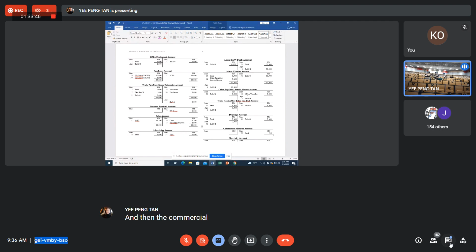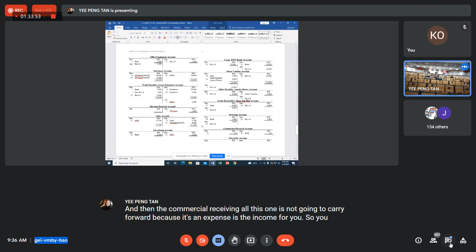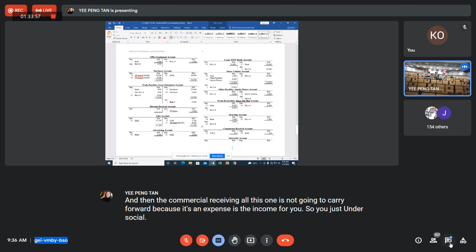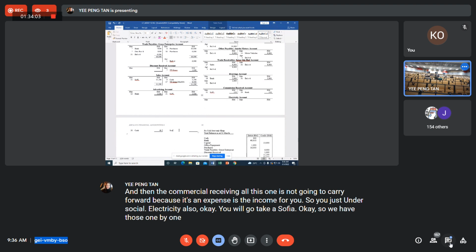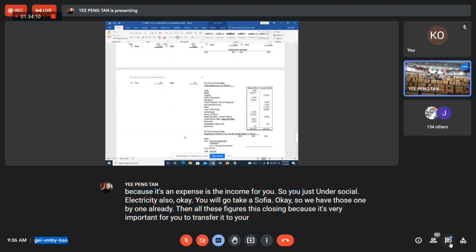The commission receipt and all this is not going to be carried forward, because it's an income to you, so you just put it under SOPL. Electricity also, you will go to SOPL. So we have closed them one by one already. This closing figure is very important for you to transfer to your trial balance.